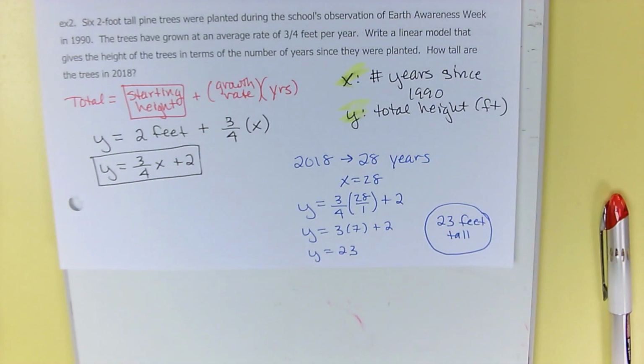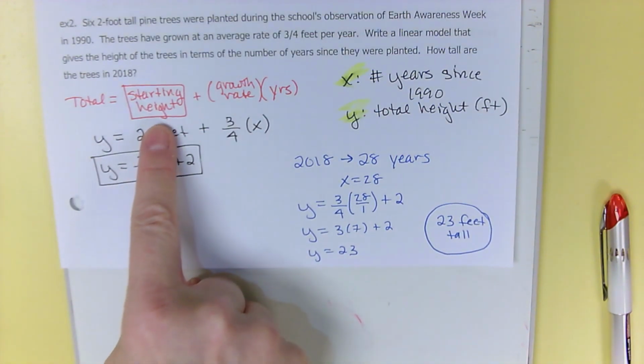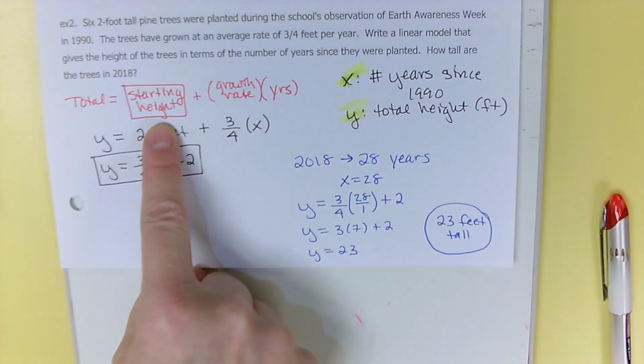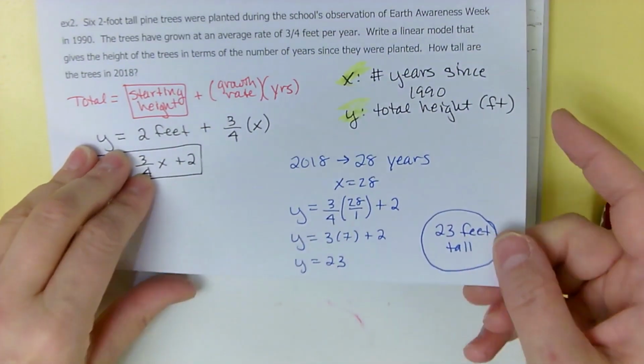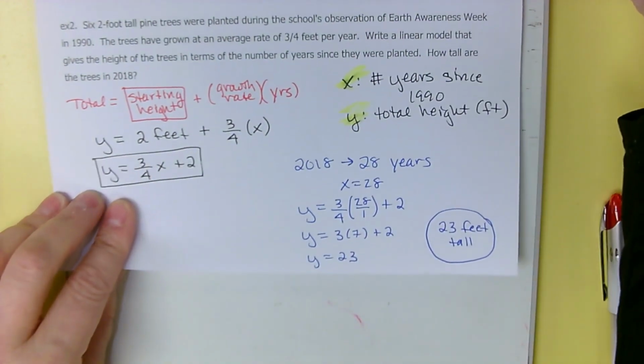You can identify this pattern because it always, always, always has a starting amount, something that you start with, and then it's got a rate. All right, flip the page. It's going to go to type number 2.